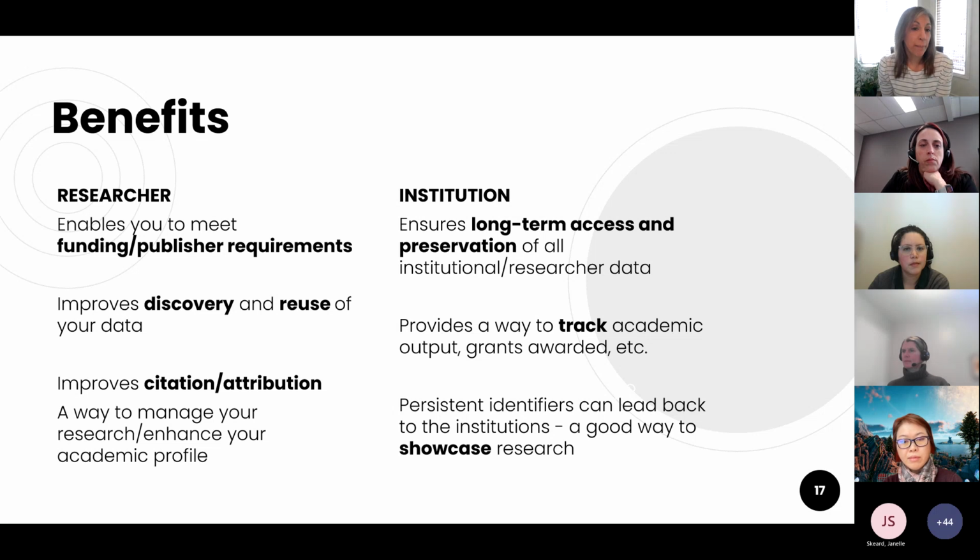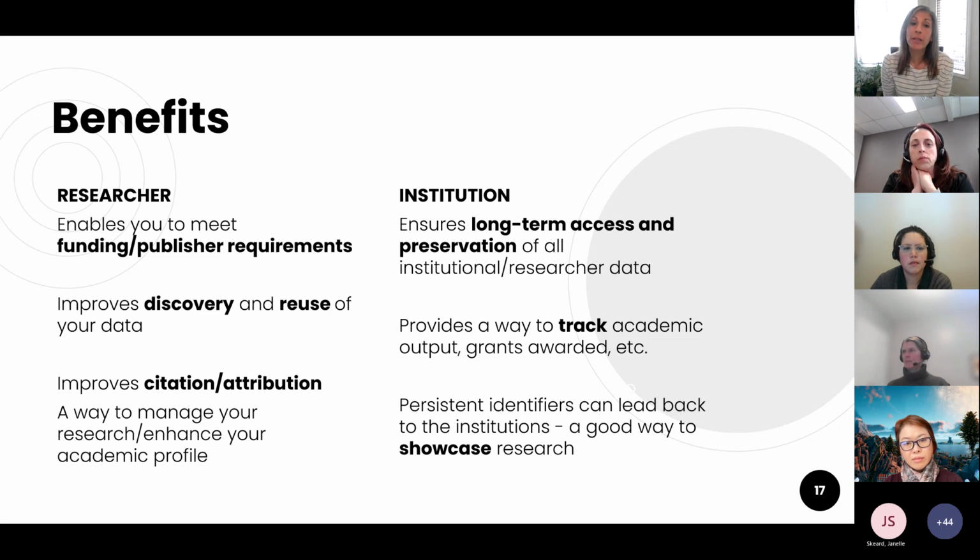And as well, we're outlining the benefits on this slide. Aside from the fact that tri-agency policy stipulates that we need to have mechanisms in place for data deposit, putting a positive spin on this, there are both researcher and institution benefits. As a researcher, this enables you to meet those funding and or publisher requirements. It improves the discovery and ideally the reuse of your data. It improves citation and attribution, and it can be a way to manage your research and enhance your academic profile.